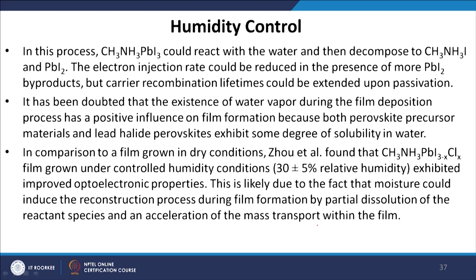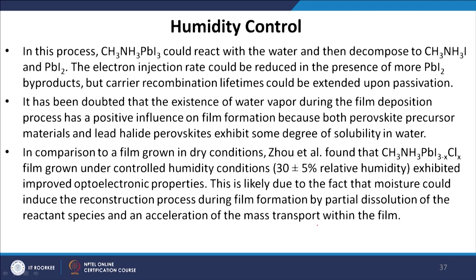The electron injection rate could be reduced in the presence of more lead iodide byproducts, but carrier recombination lifetime could be extended upon passivation. It has been doubted that the existence of water vapor during the film deposition process has a positive influence on film formation, because both perovskite precursor materials and lead halide perovskite exhibit some degree of solubility in water. In comparison to a film grown in dry conditions, Zhou et al. found that the CH3NH3 lead iodine and chlorine mixture film grown under controlled humidity conditions, 30 plus or minus 5% relative humidity, exhibited improved optoelectronic properties.